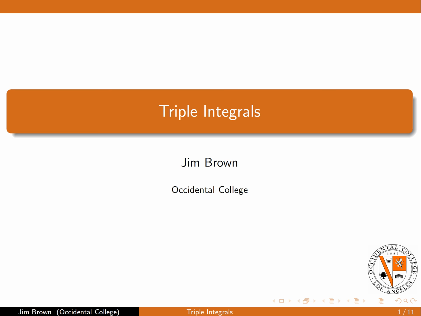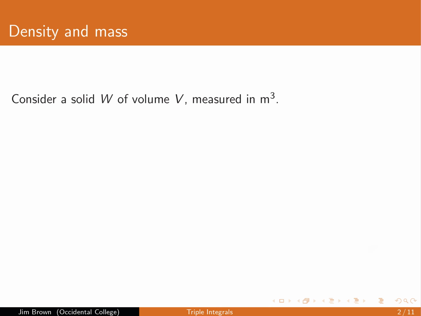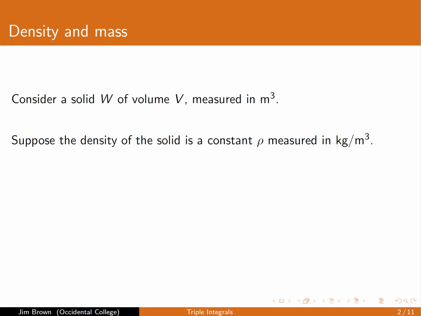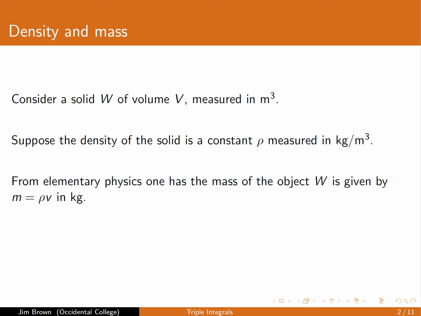So let's look at a motivating example for why we might care about such a thing. Suppose we have a solid W of volume V measured in meters cubed. And suppose the density of this solid is a constant rho all throughout the solid and is measured in kilograms per meter cubed. And we learned from elementary physics that the mass of the object W, m, is equal to rho V, where rho is the density and V is the volume. Sorry, that V should be capitalized there. And we notice in here that if we match up the units, this has units of kilograms like we would expect.